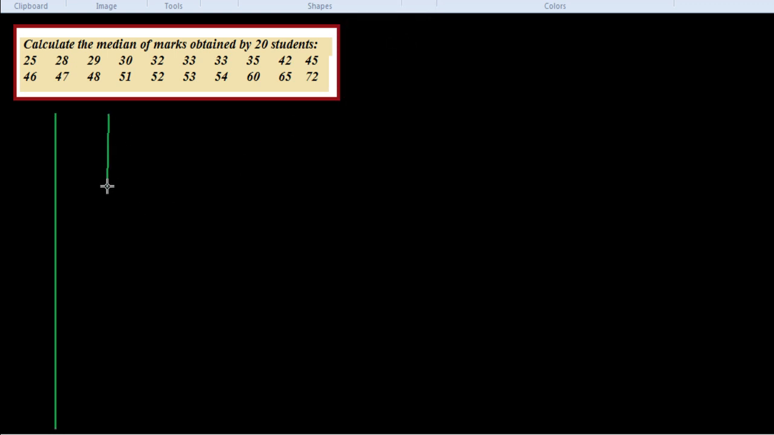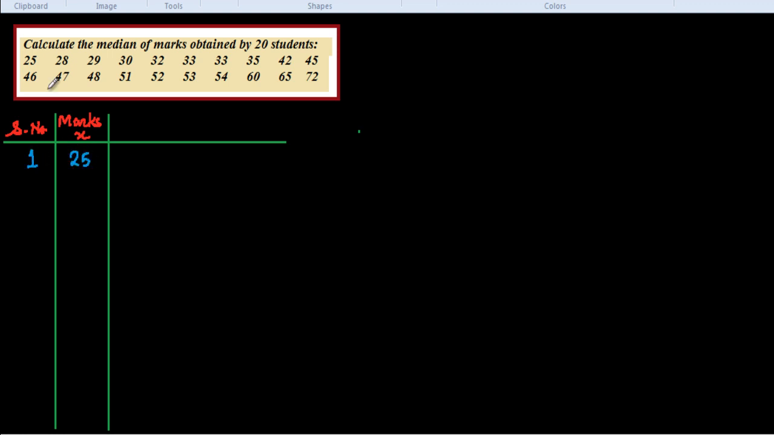Another line I am drawing here. I am writing down the serial number here, and the data. Since the marks are given to us, marks is denoted by small s. Let us see how we follow this. This is our first data, number 1, which is 25. You see, it is 25.